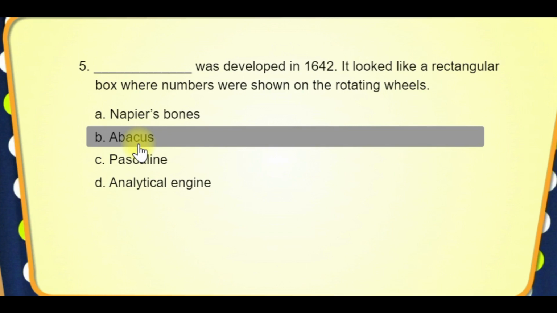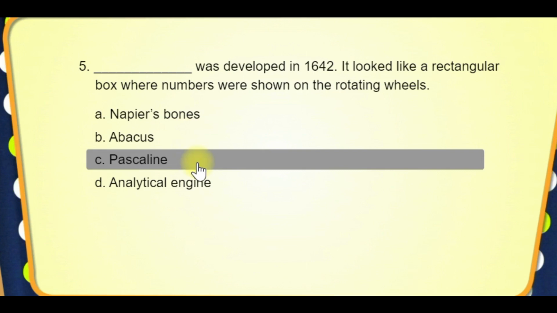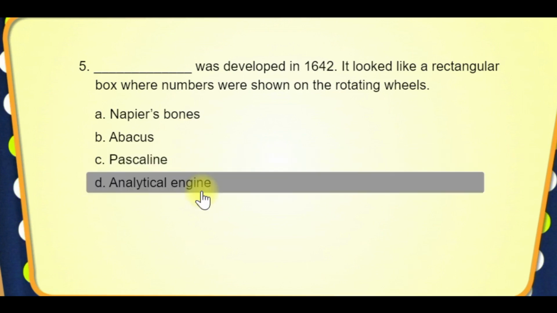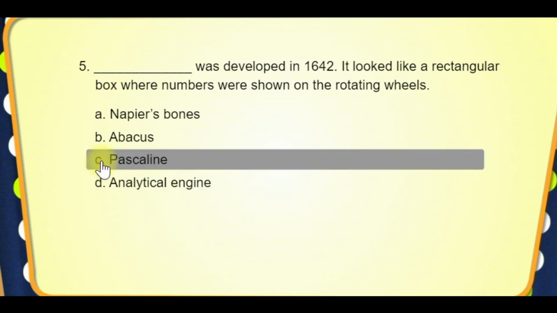Fifth question. Dash was developed in 1642. It looked like a rectangular box where numbers were shown on the rotating wheels. Option A, Napier's bones. Option B, abacus. Option C, Pascaline. Option D, analytical engine. What is the correct answer? Correct answer is C, Pascaline.